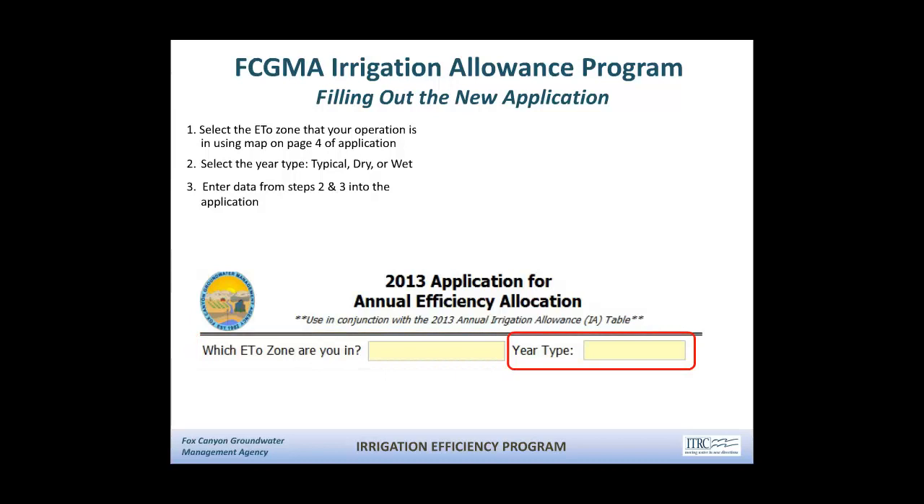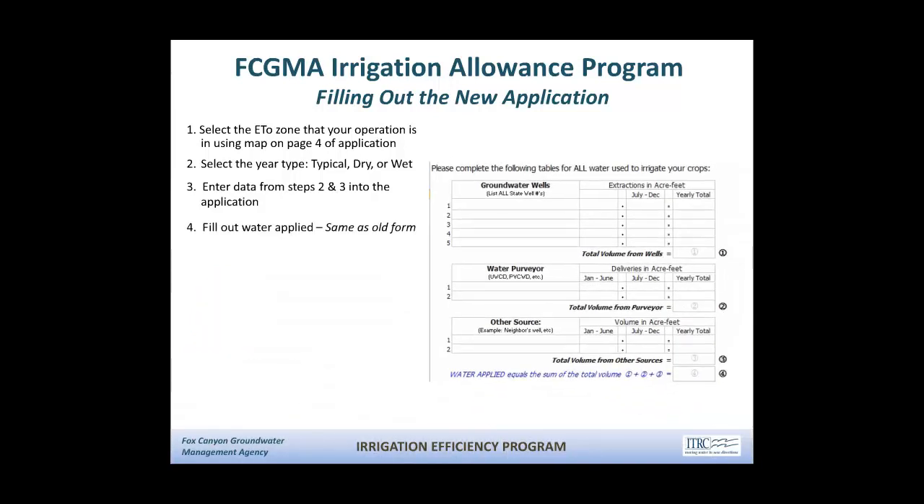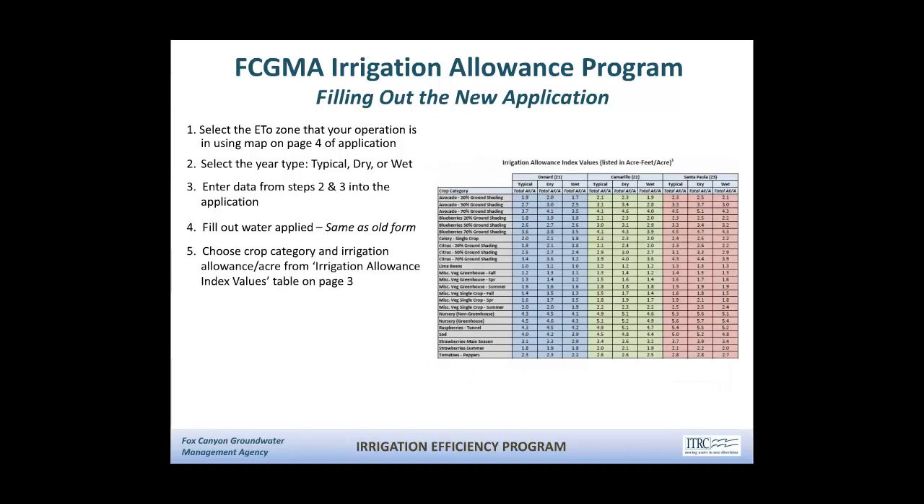The fourth step is to have each grower provide their applied water data from wells and other water sources. The applied water table on the new form is exactly the same as the form for the old program. The grower then uses this table provided on page 3 of the application to look up their zone and year type and match it with their crop type to find their allowance value.